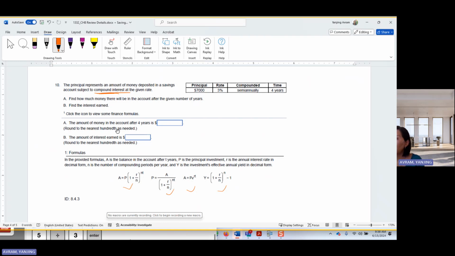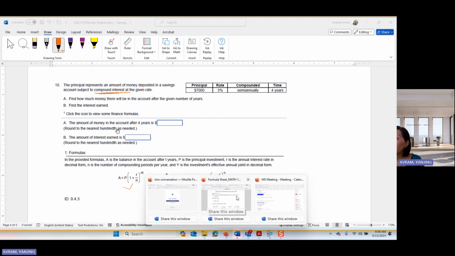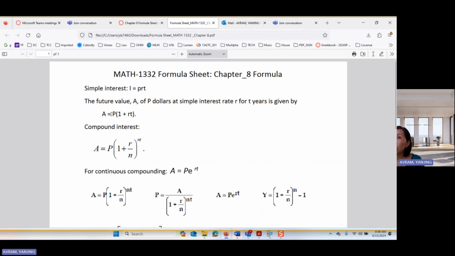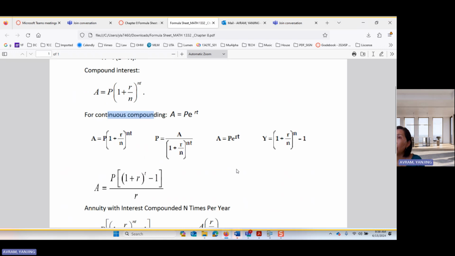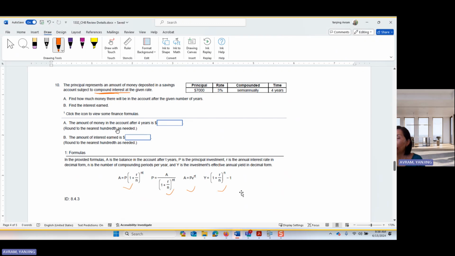Okay, if you look at the formula sheet we provided earlier in here, this one is the simple interest, right? And the compound interest is in this one. Continuous compound is this one. So these formulas are all for compound interest. This one calculates the future value. This one calculates principal. This one calculates continuous compound.